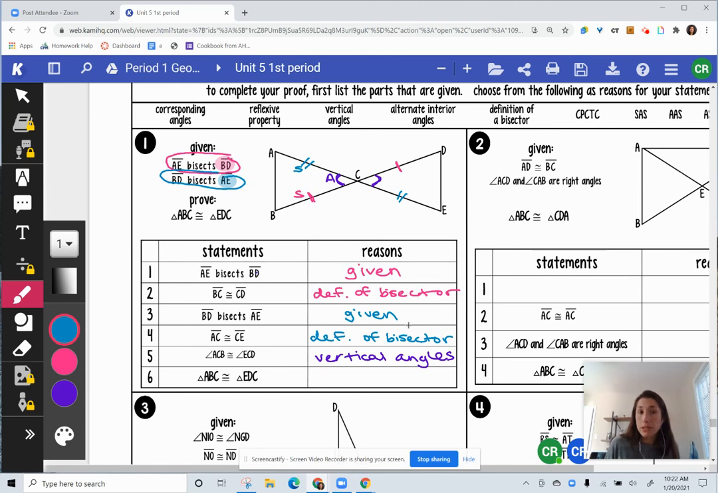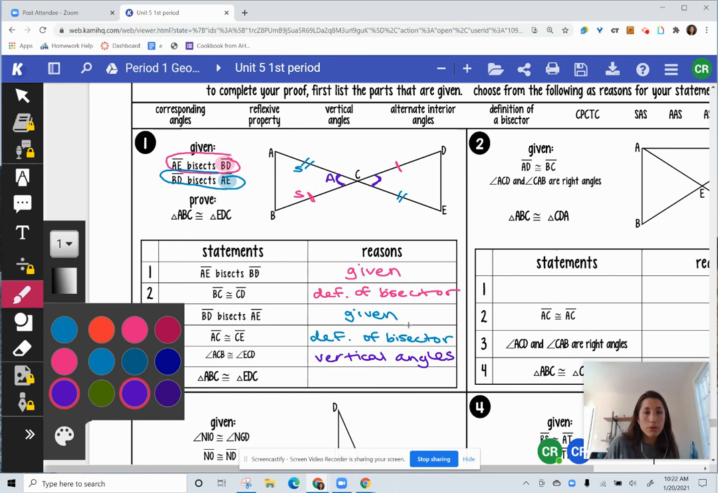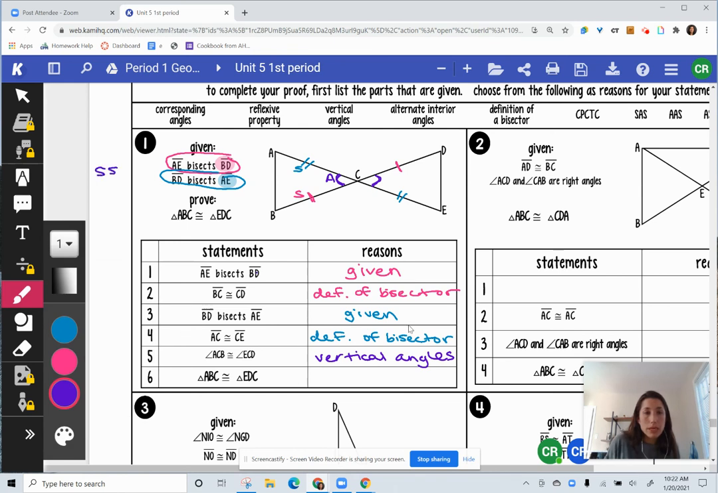So it is. So out of, remember, our five triangle congruencies: side, side, side; side, angle, side; angle, side, angle; angle, angle, side; and hypotenuse leg. Out of those five reasons, it's going to be side, angle, side congruency. And that's how you create a two-column proof.